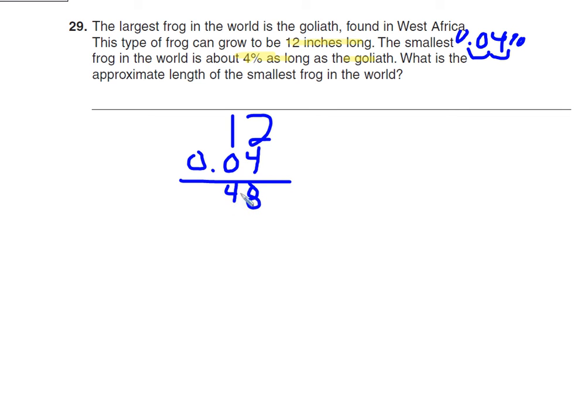And then count how many numbers are behind the decimal. The first factor 0, second factor 2. So 0.48 of an inch. So it's about half an inch long, the smallest frog in the world. Okay, so there we go. That's our answer here. The secret word is froggy.